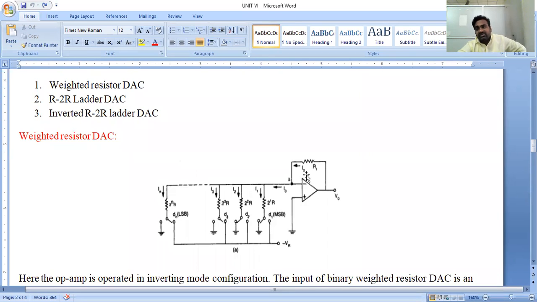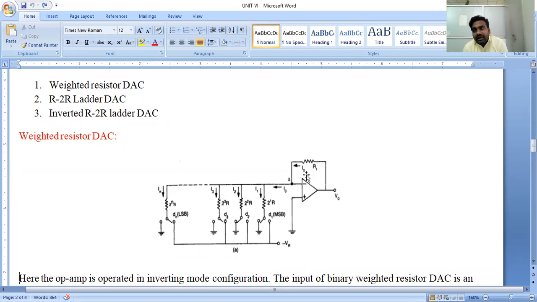If we see this circuit schematic, it looks like an inverting mode configuration of the operational amplifier. If the input supply is connected to the negative terminal of the operational amplifier and the non-inverting terminal, the positive terminal, is grounded, that is an inverting mode configuration. If the input supply is connected to the positive terminal, the non-inverting terminal, and the negative terminal is grounded, that is called the non-inverting mode configuration.